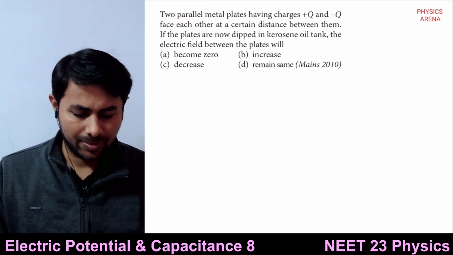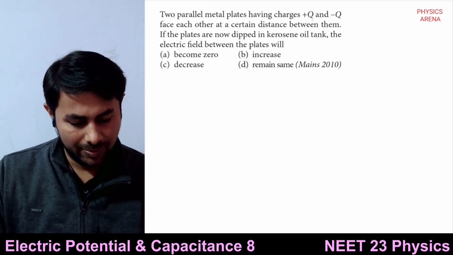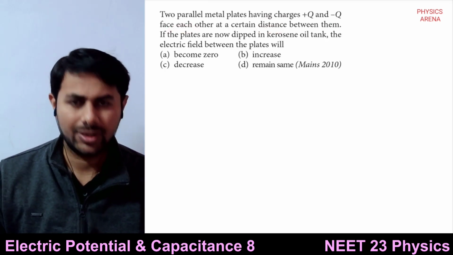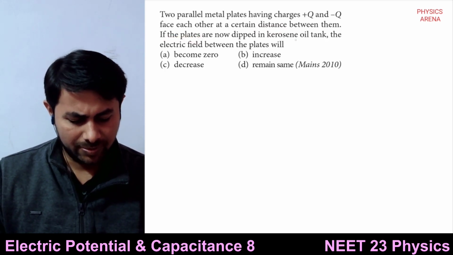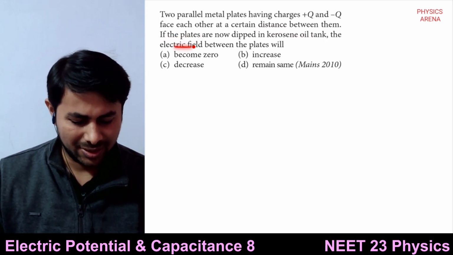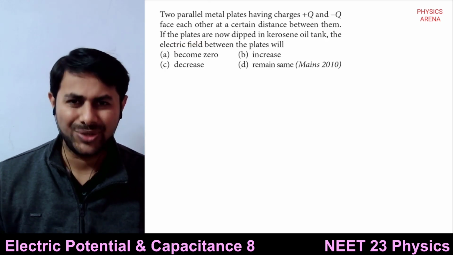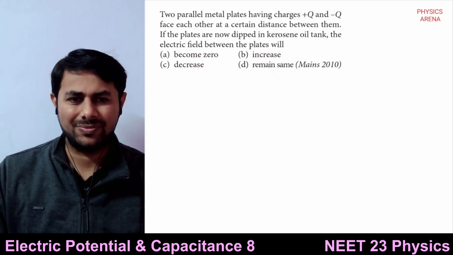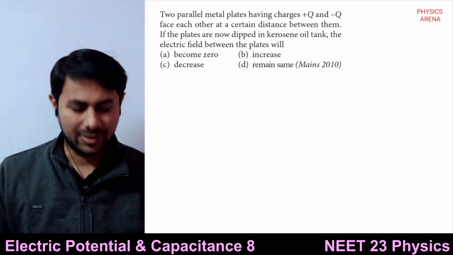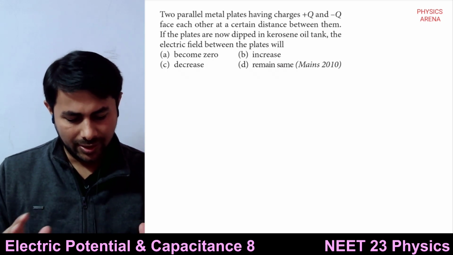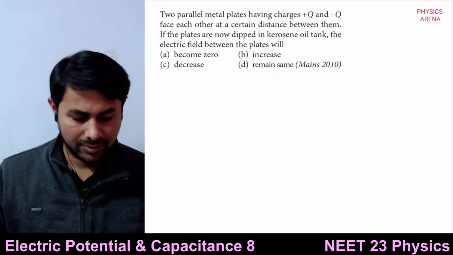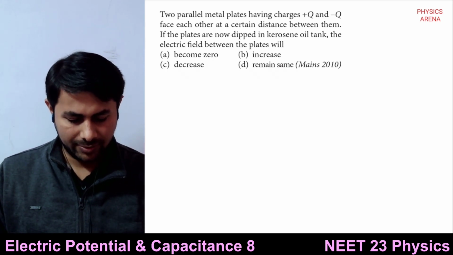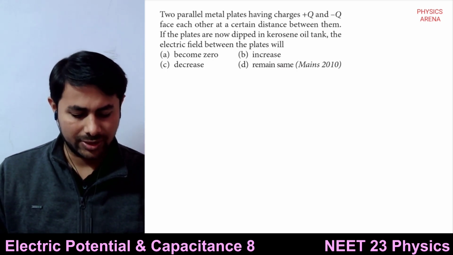Next question. Two parallel metal plates having charges plus Q and minus Q face each other at a certain distance between them. If the plates are now dipped in a kerosene oil tank, the electric field between the plates will, you tell me, become zero, increase, decrease, or remain the same. Initially there was air between them. Now they are inserted in a kerosene tank. What will happen to the electric field? Will it increase, decrease, or remain constant?